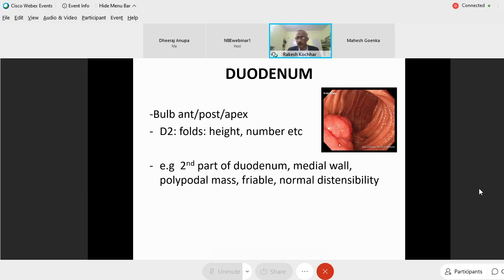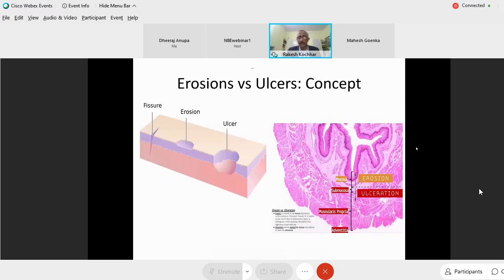This is classically polypoidal with mucosal abnormality and which is friable. If you touch it with a biopsy forceps, it is friable, and the rest of the duodenum is distending normally. You measure the size by opening the biopsy forceps. You can estimate the size. So that will be complete description of this lesion.